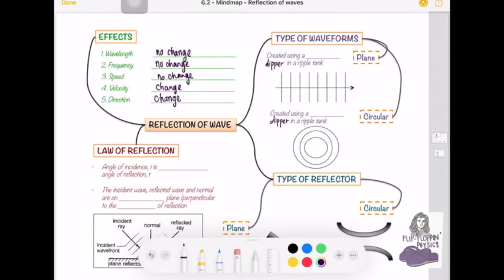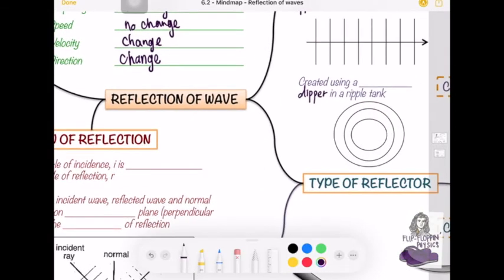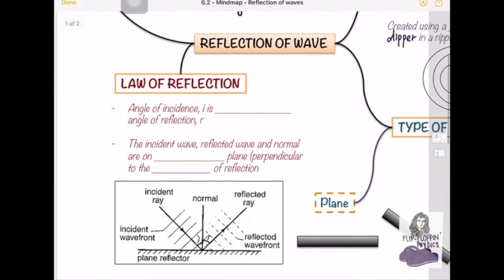We'll also be looking at the laws of reflection. The law of reflection is very often asked in SPM questions, so you need to know the definition of it. As soon as you know the definition, if you look at it from a picture, you will be able to tell and answer the question based on it as well.